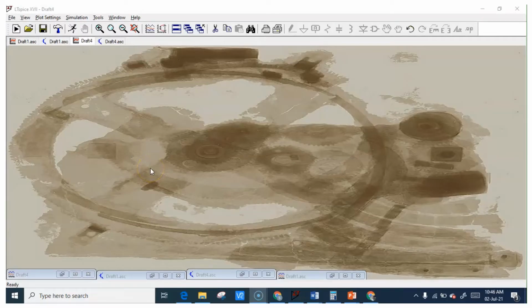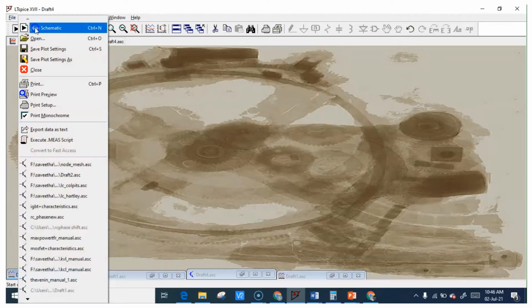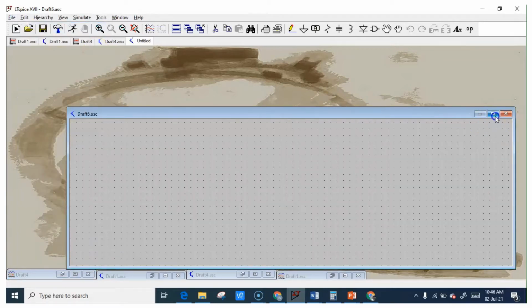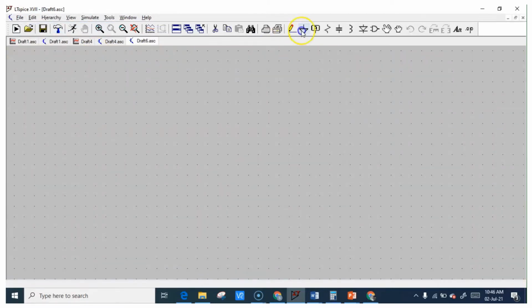Here is the simulation of frequency response of series resonance circuit. So let's start connecting the circuit first. Here we have a resistor, inductor and capacitor connected in series. I am using Ctrl+R in order to rotate the circuit.